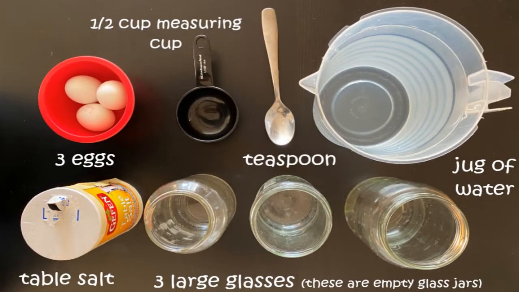Let's get started. For this experiment, you'll need 3 glasses. I'm using empty jars, but any large glass is fine. Water, a half cup measuring cup, a lot of table salt, a spoon to mix, and the star of the show, 3 eggs. Let the eggs warm up to room temperature before we use them.